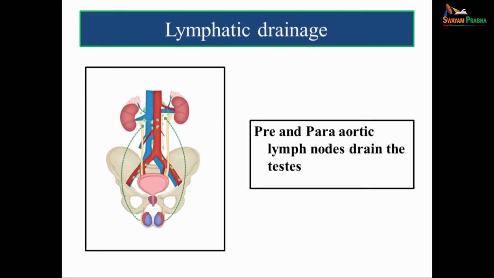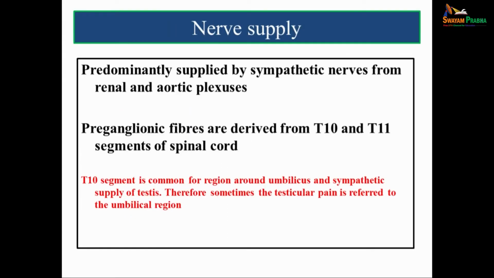The lymphatic drainage is predominantly by pre and para-aortic lymph nodes. The nerve supply is predominantly supplied by the sympathetic nerves from renal and aortic plexuses. Preganglionic fibers are derived from T10 and T11 segments of spinal cord.